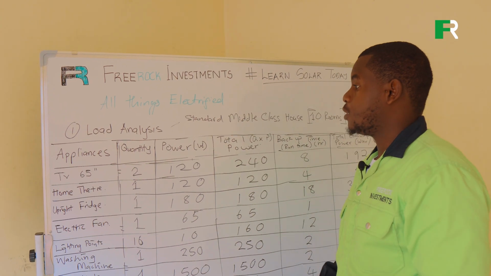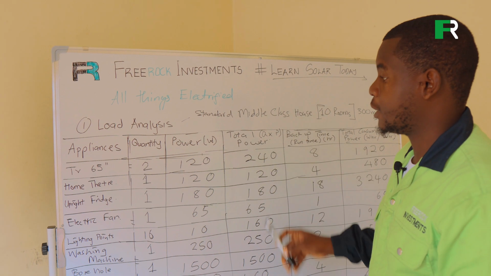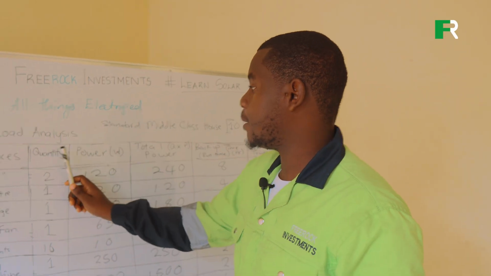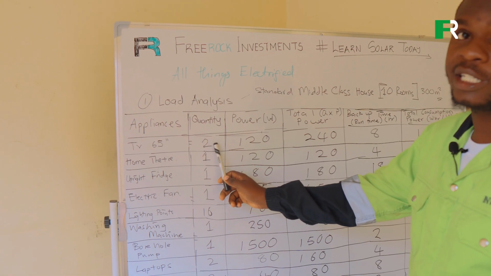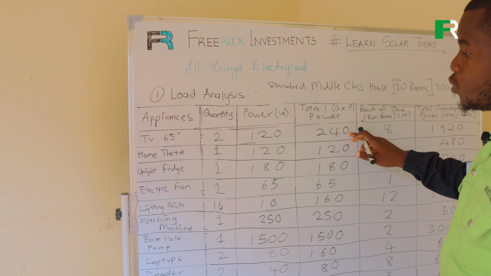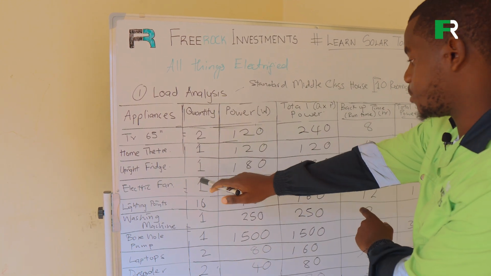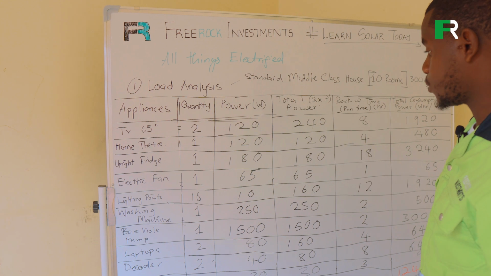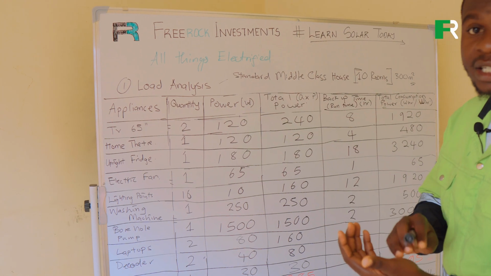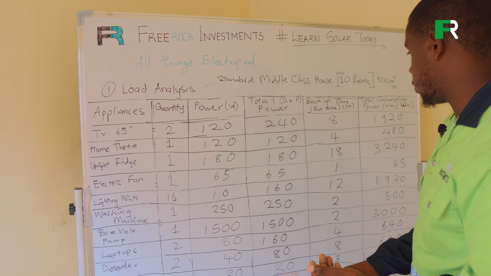And then after this, the fourth column is total power. We get the total power by saying power times quantity. So as you can see, 120 times 2 gives us 240. 120 times 1, that's 120. 180 times 1, that's 180. 65 by 1, and if you can grab your calculator, you can do this also as the video proceeds.